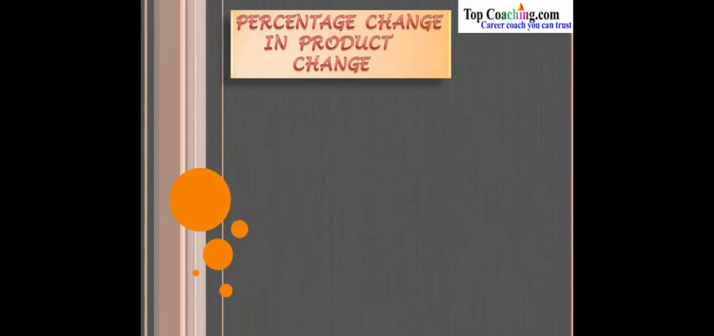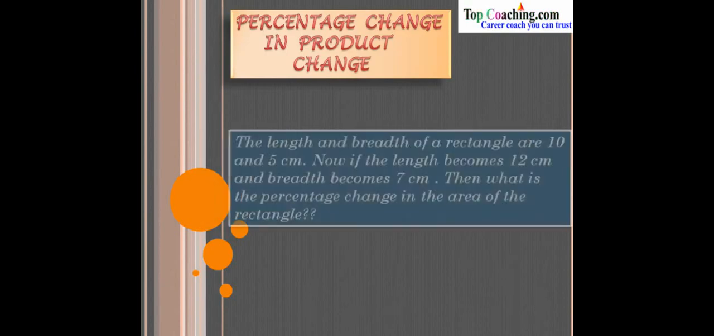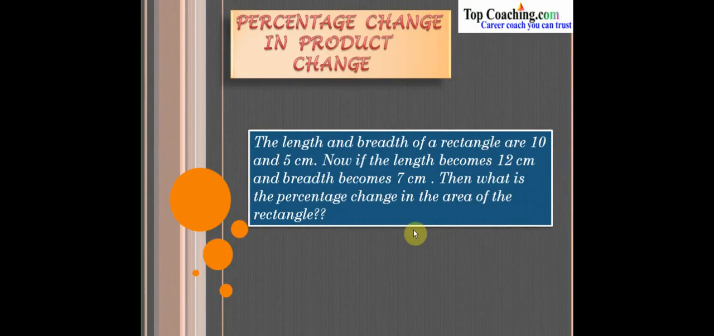Earlier we have seen what happens when there is a percentage increase or decrease with respect to a quantity. Now let us say that there is a quantity which is related to some other quantities through their product. What is the effect on the product when these two quantities are either increased or decreased? So let's understand the percentage change in the product. Let's try to understand it through an example.